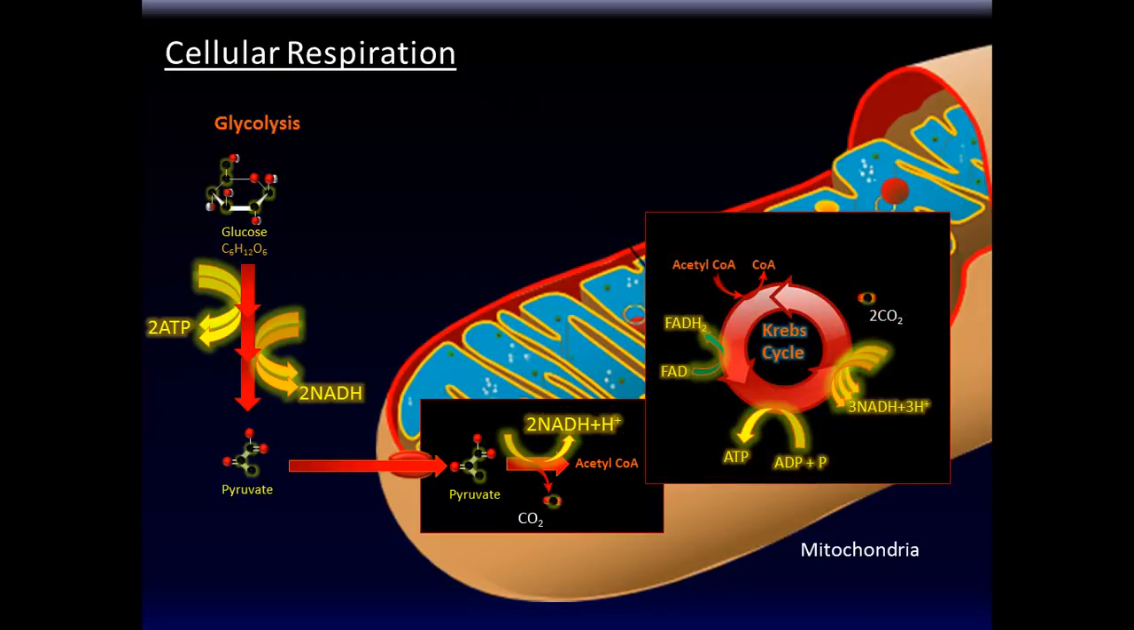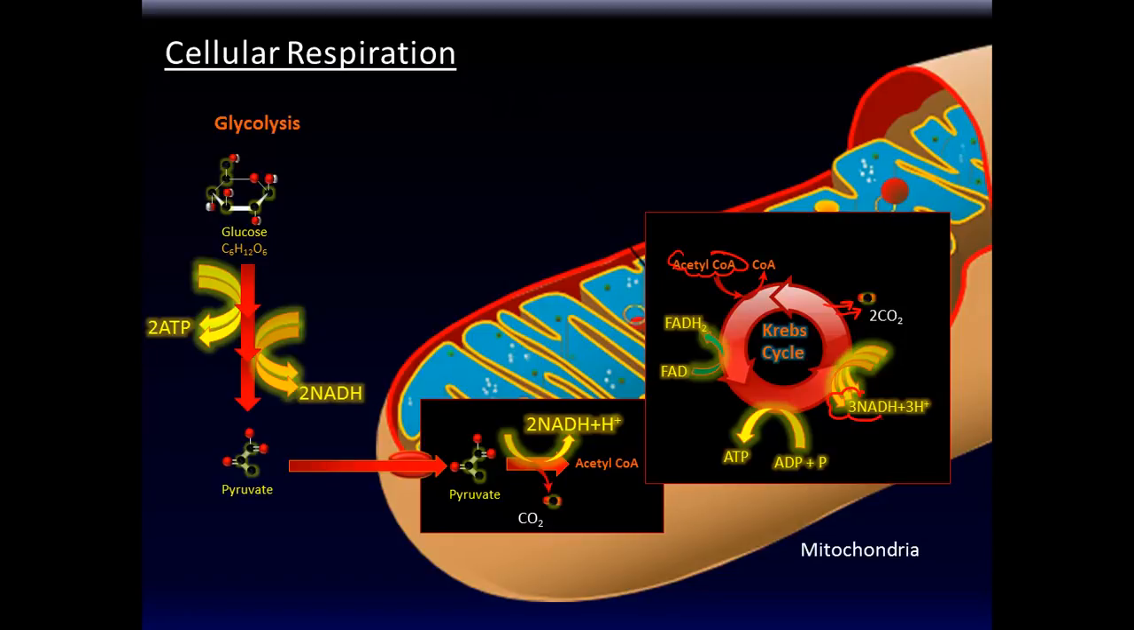Now, from here, the acetyl-CoA, as you can see, is going to go to the Kreb cycle. Now, the purpose of the Kreb cycle is to harvest all the energy that's present in what remains of the pyruvate molecule. During the Kreb cycle, carbon dioxide will be released. Because there are 2 carbons left, 2 carbon dioxides will be released. And 3 NADH plus H pluses will be released. ATP will be generated, and FADH2, which is another electron carrier, is also generated.